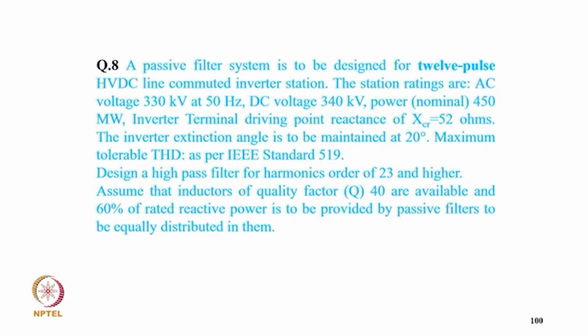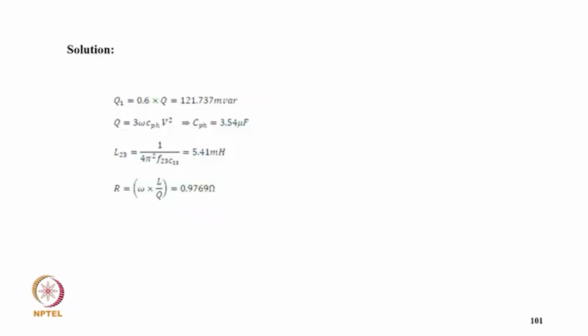Coming to example 8, a passive filter system is to be designed for a 12 pulse HVDC line commutated inverter station. The station ratings are AC voltage 330 kV at 50 Hz, DC voltage 340 kV, power nominal 450 megawatt, inverter commutating reactance XCR is 50 ohm. The inverter extinction angle is to be maintained at 20 degree, and maximum tolerated THD as per IEEE 519 standard. Design a high pass filter for harmonic order of 23 and a half. Assume that inductors of quality factor 40 are available, and 60% of rated reactive power is to be provided by passive filter, equally distributed.